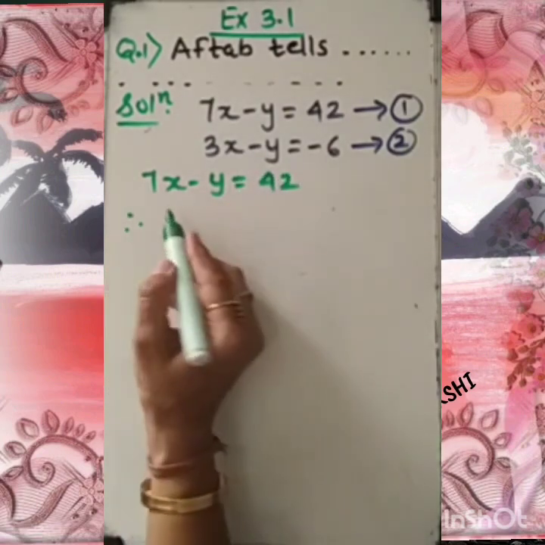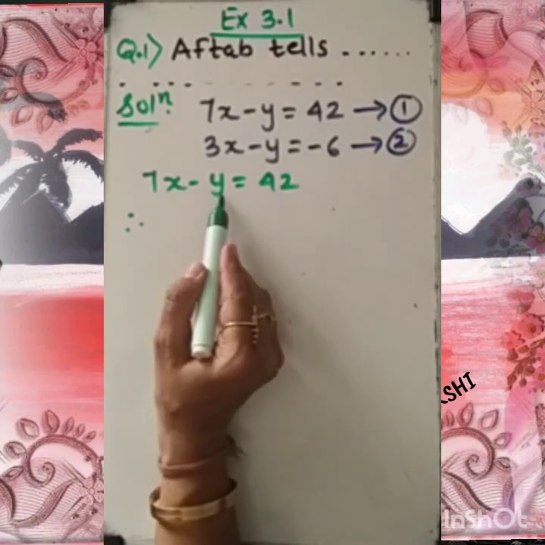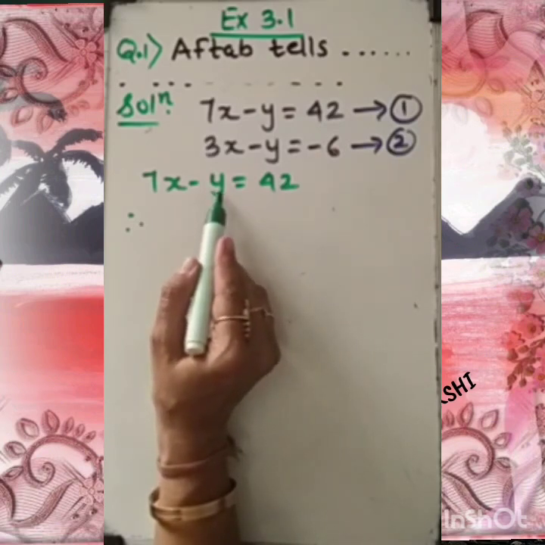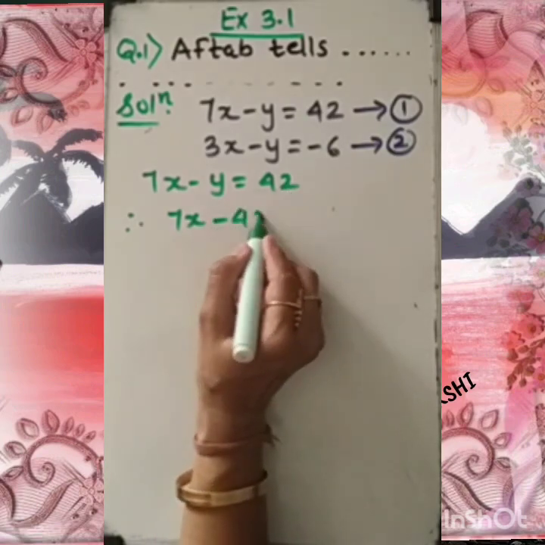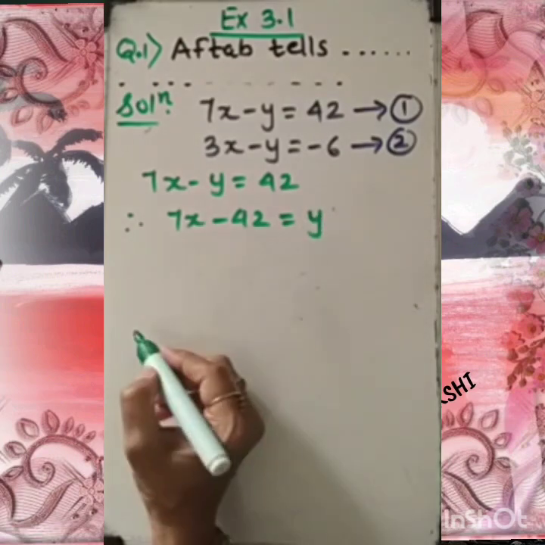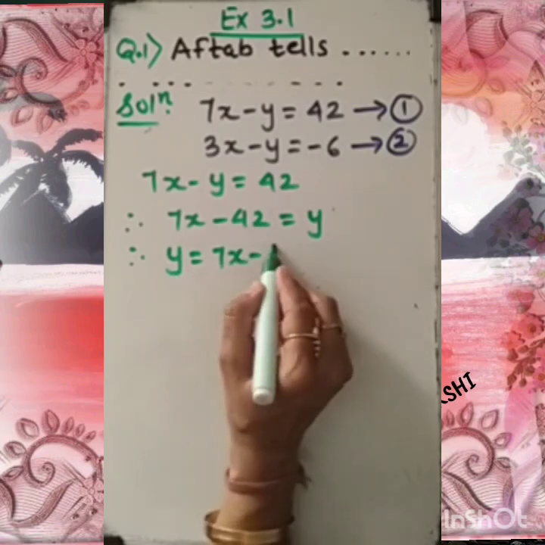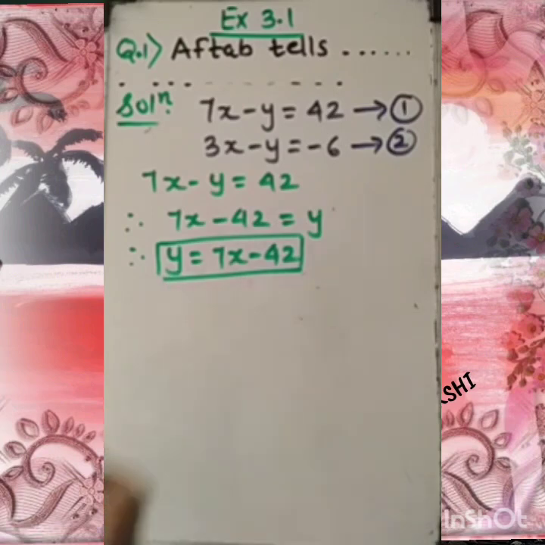So here I need to make a subject. Either I can make x the subject, if not then y. So I am going to go with y. So 7x I am keeping as it is, this 42 I am bringing to this side, and this minus y I am shifting to that side. So finally I should say y equal to 7x minus 42. We made y the subject here. We can go with x also, but here I made y the subject.